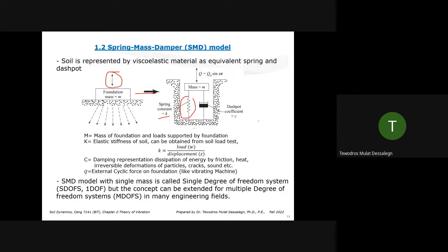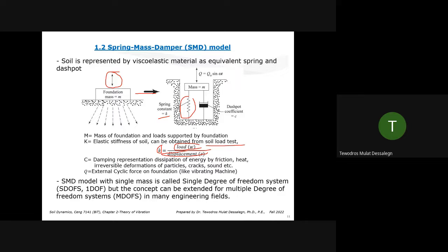So we're trying to simplify the complex character of a soil by a simple representation with a spring, mass, and damper. So mass is the mass of the foundation and the load supported by the foundation. K is the elastic stiffness of the soil, which can be obtained from a soil load test like a plate load test. If you do several plate load tests, you can find the load you are applying and the corresponding displacement. So from that, you can determine the spring constant.